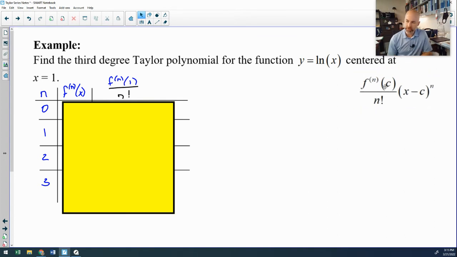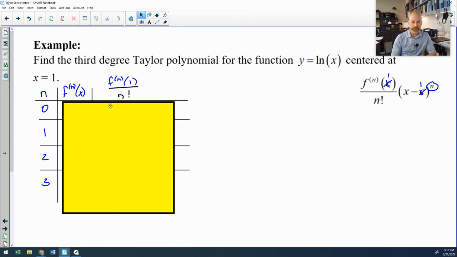I need the nth derivative at 1 in this case over n factorial times x minus 1 to the n. So I'm going to replace these c's with a 1. And to do that, if I need the third degree, I'm going to have to go to the third derivative so that I have an x minus 1 to the third power. And so what I'll do is I'll create a little table here.